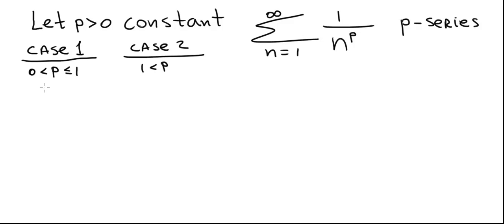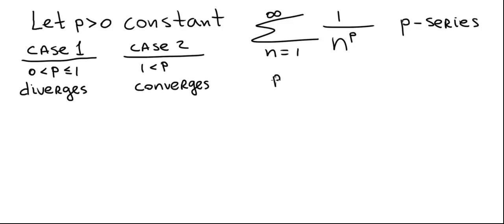In this video, we'll look at case 1 and show that any p series for which p is greater than 0, less than or equal to 1 diverges. And in the next video, we'll show that any p series for which p is greater than 1 converges.